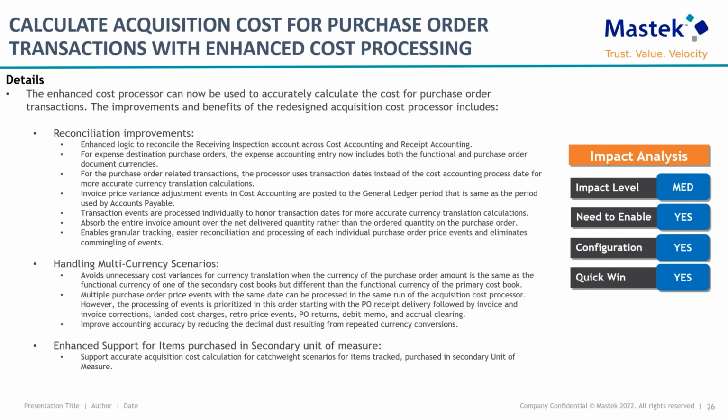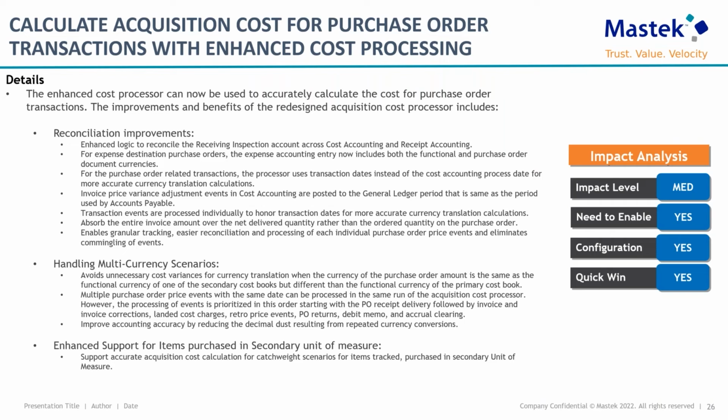First one is for the reconciliation improvements. Enhanced logic to reconcile the receiving inspection account across the cost accounting and receipt accounting. For expense destination purchase orders, the expense accounting entry now includes both the functional and purchase order document currencies. For purchase order related transactions, the processor uses transaction dates instead of cost accounting process dates for more accurate currency translation calculations.